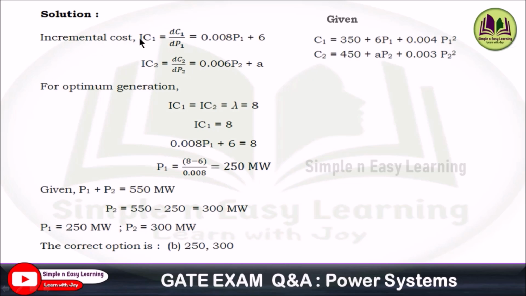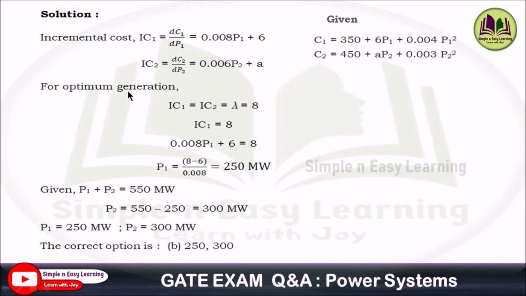The incremental cost is found simply by differentiating the cost functions C1 and C2. If you differentiate the first equation, 2 into 0.004 gives you 0.008 P1, plus 6. The second term becomes 6 when differentiated, and the third term is a constant. Similarly for the second equation C2, it is 2 into 0.003, that is 0.006 P2, plus A, and 450 is a constant, just leave it. So this is your incremental cost, simply differentiating C1 and C2.